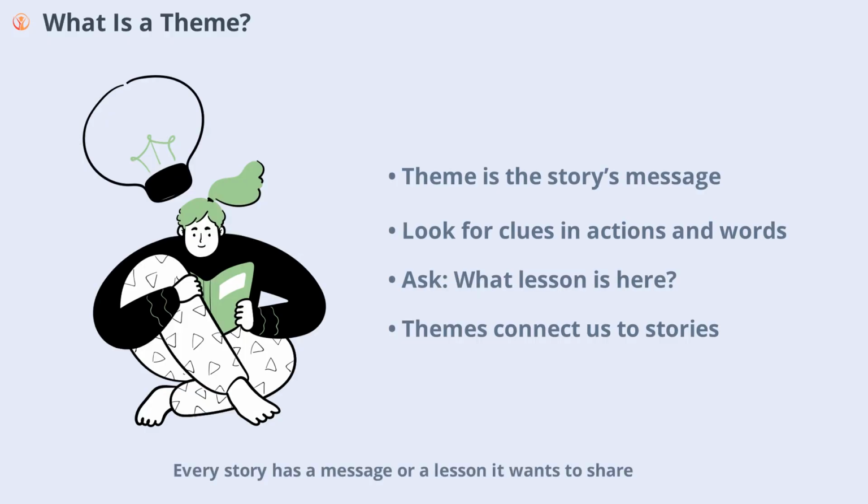Every story has a message or a lesson it wants to share. This is called the theme. Sometimes, the theme is easy to spot because the author tells you directly. Other times, you have to look for clues in what the characters say and do. For example, a story about a lost puppy finding its way home might have a theme about friendship or never giving up. As you read, ask yourself, what is this story really about? What lesson can I learn from it? Finding the theme helps you connect with the story and understand its deeper meaning.